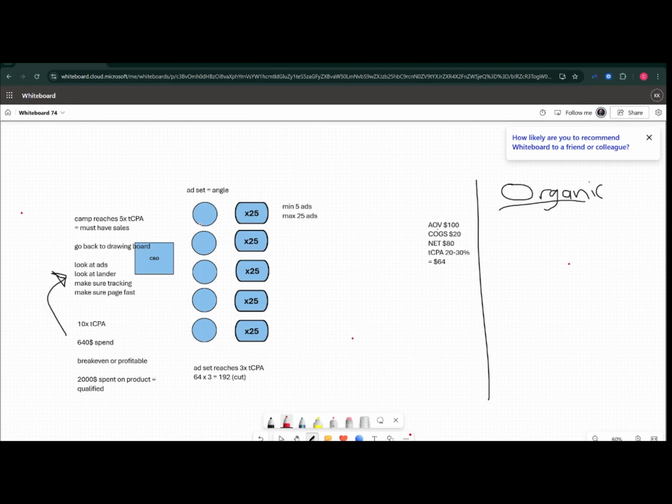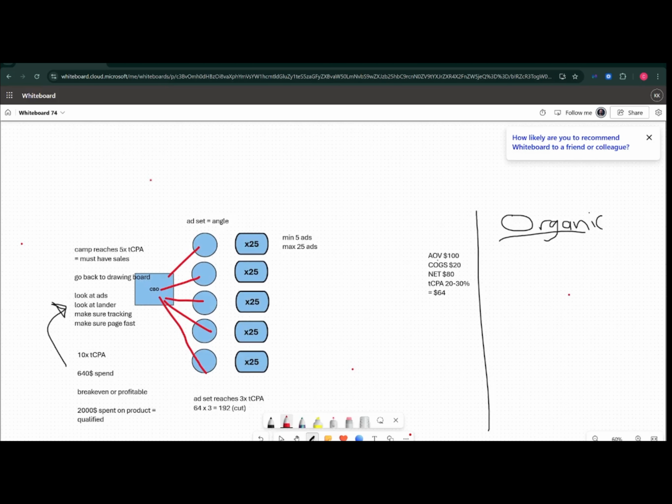So, recap of the structure. So CBO with 5 ad sets, setting a $100 budget on the CBO, and each of those ad sets has 25 ads for that specific angle, up to 25, minimum 5.